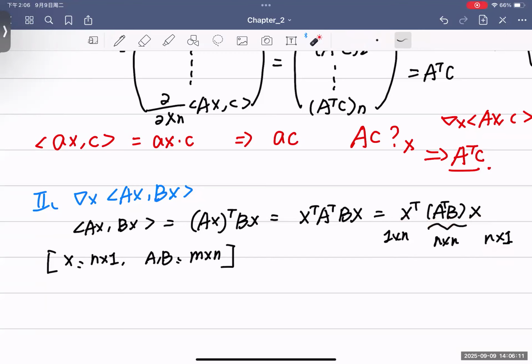If you still remember what I mentioned, this is a quadratic form for A transpose B. I played a trick because I didn't want to handle A and B separately, so I just put them together. I let a new matrix K stand for our A transpose B.